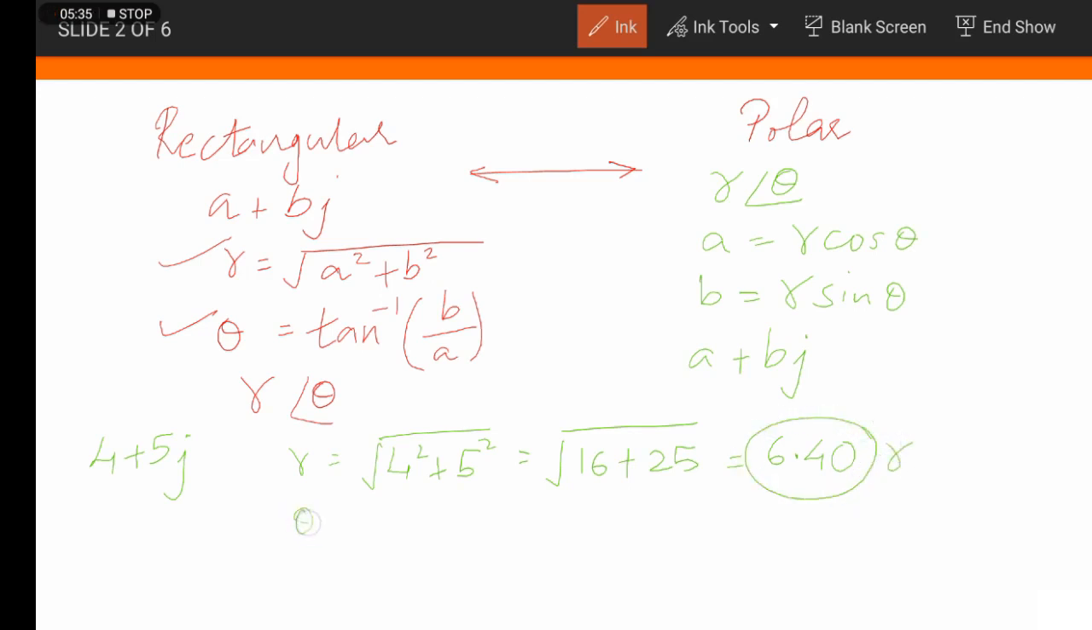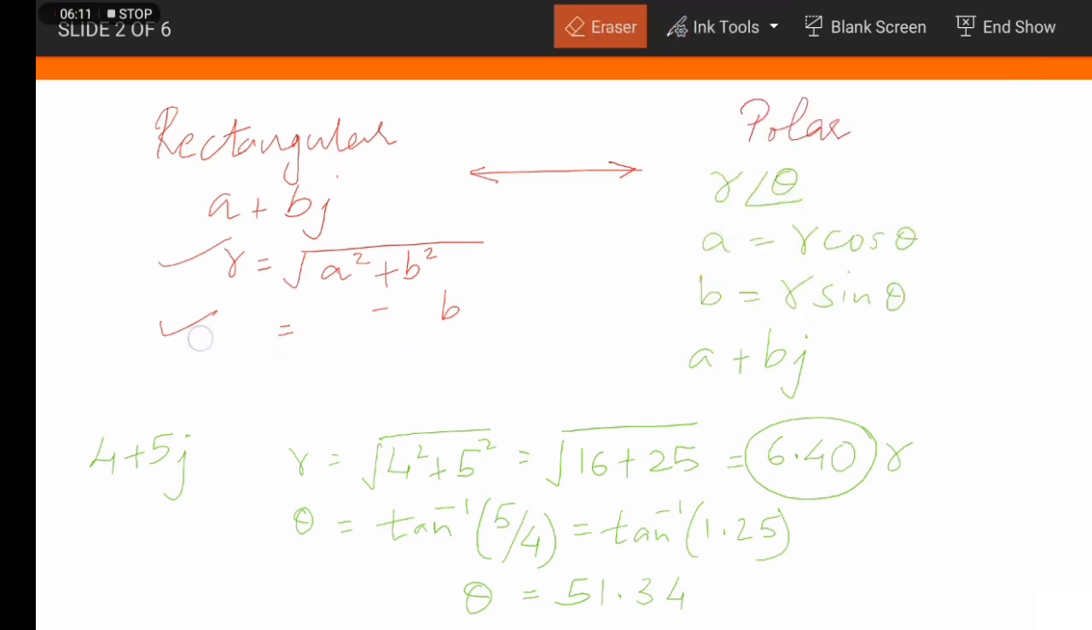Okay, so I want theta. So how to calculate theta? It is tan inverse 5 upon 4. So 5 upon 4 comes out to be 1.25. So tan inverse 1.25. So by using the calculator we can find out that theta is 51.34.